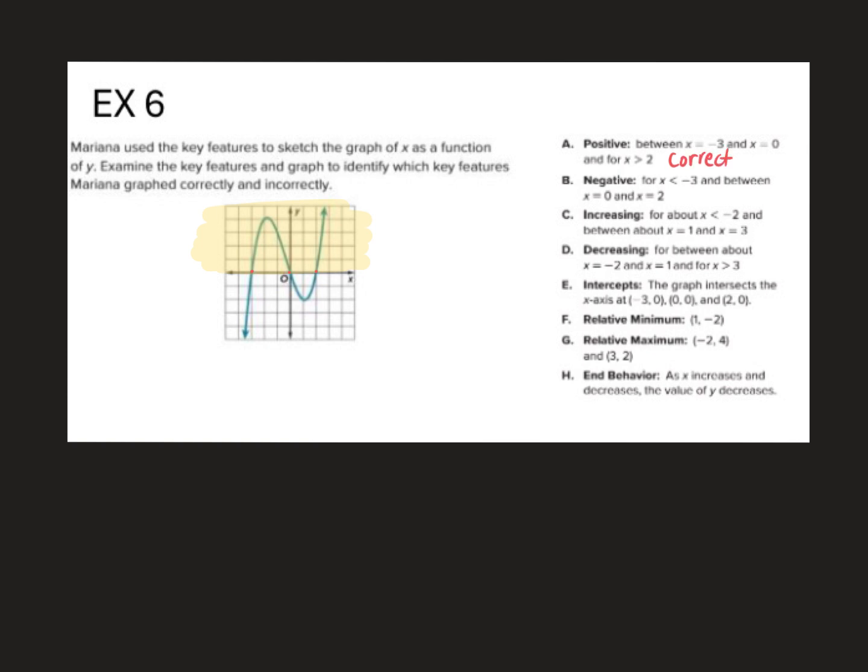And then the next one, it's negative for x less than -3. So here's -3. Is that graph down here in the negative area? Yes, it is. And it's negative between 0 and 2. Yes, I would agree with that, that it's negative down here in these areas. So yes, that one is also correct.